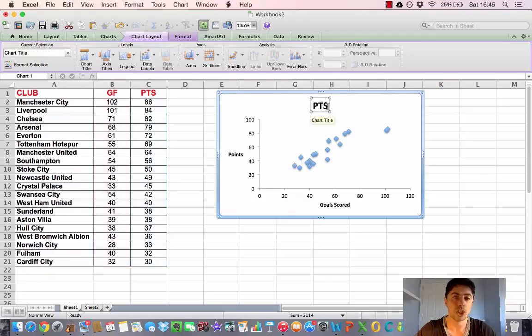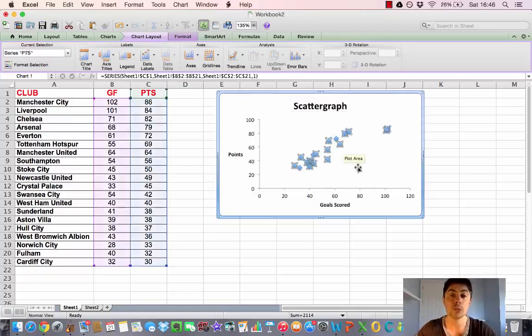It's always good to change the heading. I'm just going to, for this example, put in Scattergraph, but typically a more detailed title will be required, such as the relationship between goals scored and points accumulated for the Premier League 2012 or for the Premier League 2013 to 2014.